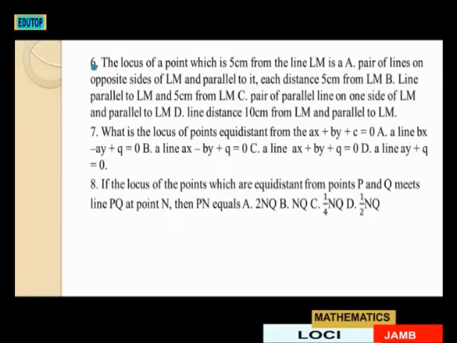So let's see the one that will suit that. Option A, pair of lines on opposite sides of LM and parallel to it. B, line parallel to LM and 5 cm from LM. C, a pair of parallel lines on one side.